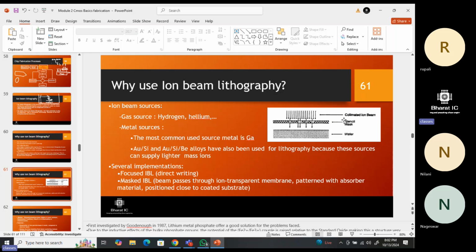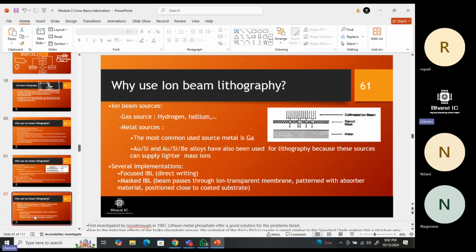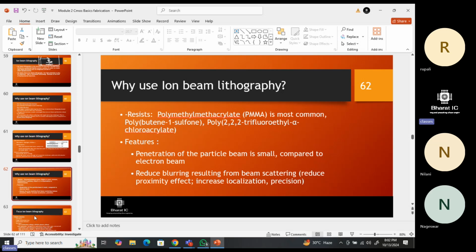So this is how it looks: a co-illuminated ion beam coming from the top, and a mask, and this is the wafer the beam is falling on. This is the structure of how it looks. Now, why use ion beam lithography?